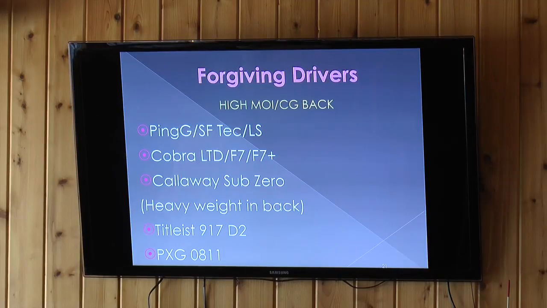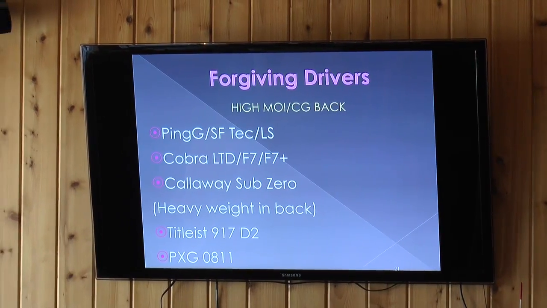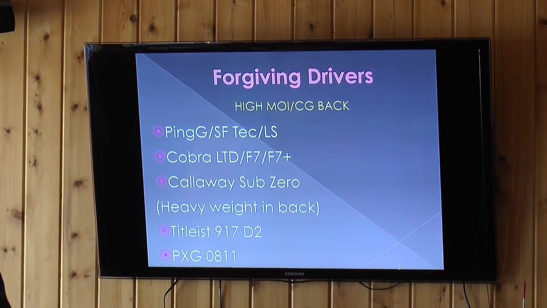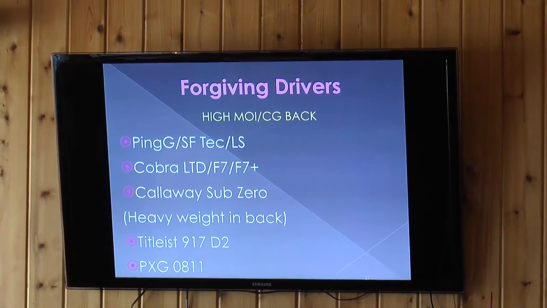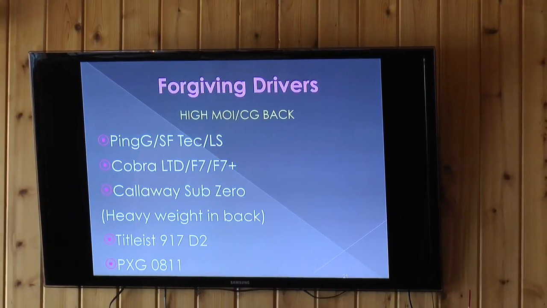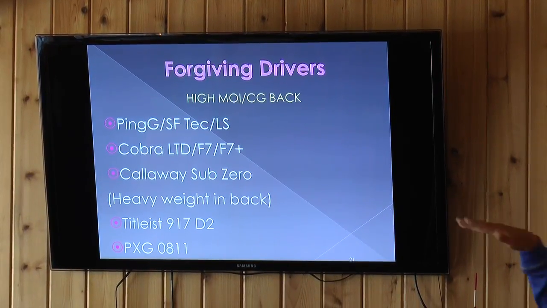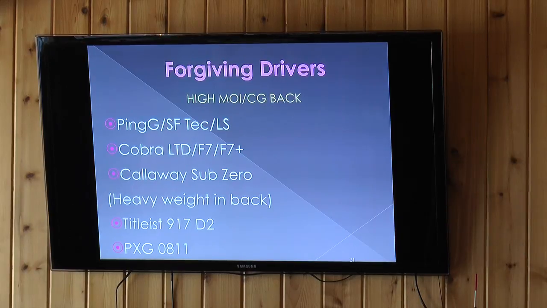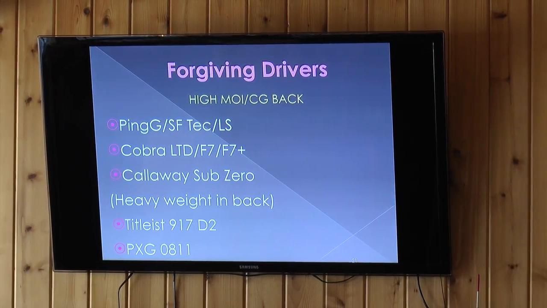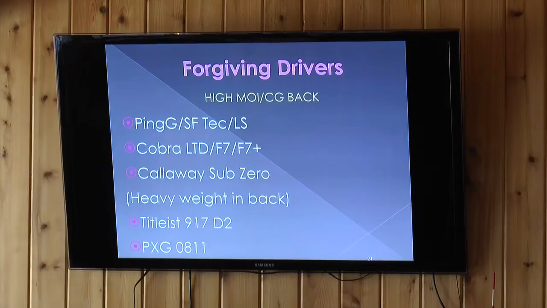Couldn't believe that when we first found out about it. There's no way it could be more stable, but the regular Epic can move horizontal CG. So you can move the weight out towards the toe and out towards the heel, so you can get that golfer taking care of a little bit of their toe hits and heel strikes in that way. But the Sub Zero with the weight in the back, higher MOI.